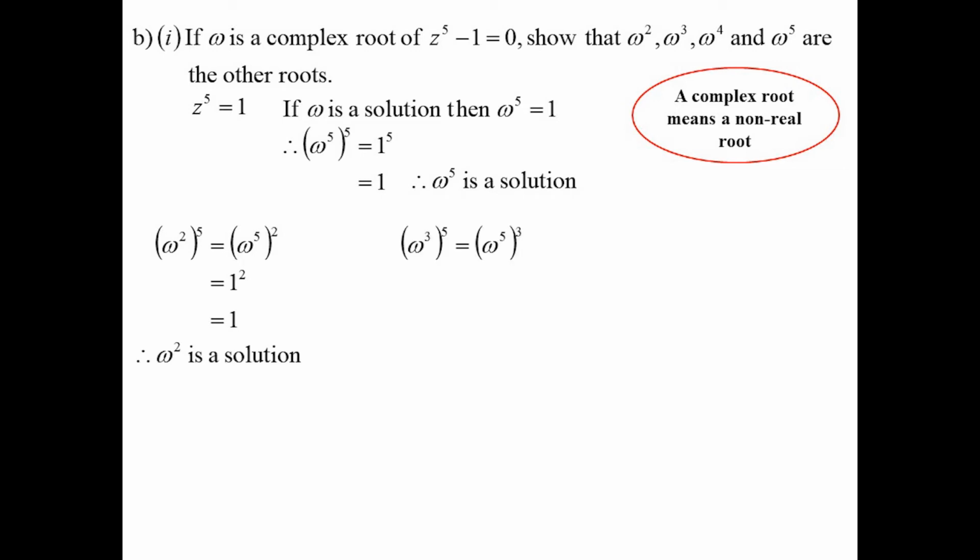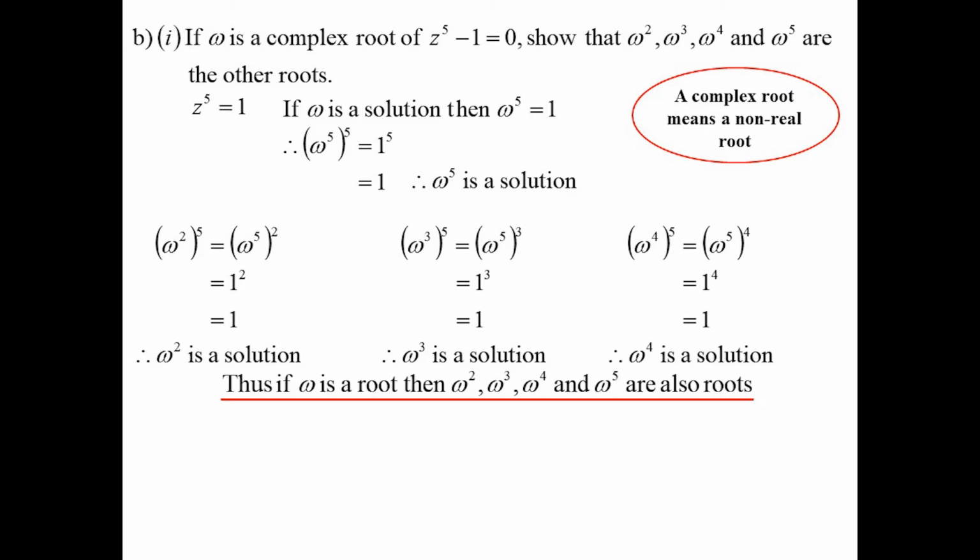Omega cubed to the power of 5, I could rewrite as omega to the power of 5, cubed. And we know omega to the power of 5 is 1, and 1 cubed is 1. So omega cubed is a solution. Omega to the power of 4, to the power of 5, is equal to omega to the power of 5, to the power of 4. And we know omega to the power of 5 is 1, and 1 to the power of 4 is 1, so omega to the power of 4 is a solution. So if omega is a solution, or is a root, then so is omega squared, omega cubed, omega to the power of 4, and omega to the power of 5 as well.